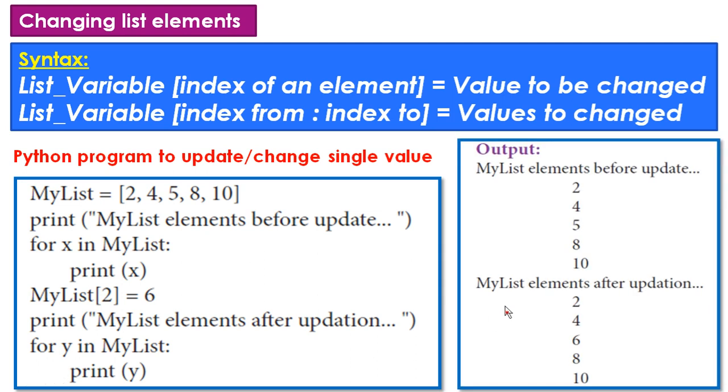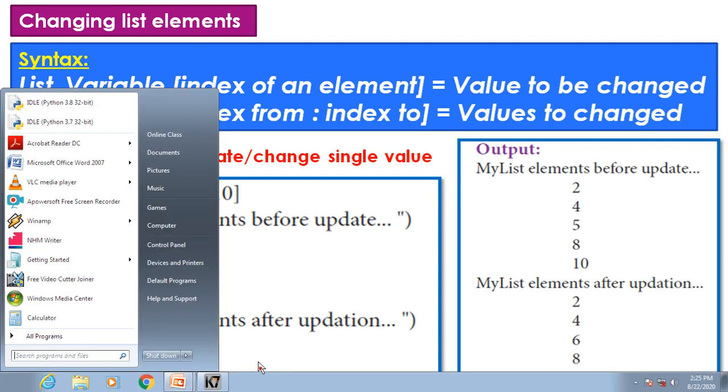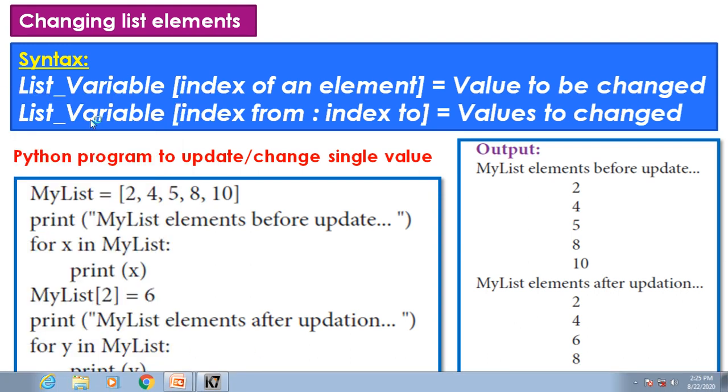Here is the output of the program. The first for loop prints all the elements of the list: 2, 4, 5, 8, 10. After changing the value of my_list[2], that is, changing the third value to 6, we print the result by using another for loop. So we get the result 2, 4, 6, 8 and 10 instead of 2, 4, 5, 8, 10. We are going to see this example by using the IDLE window.